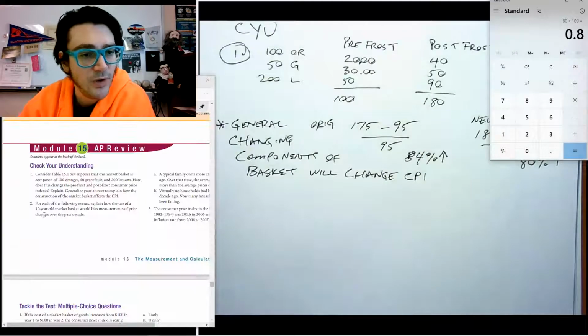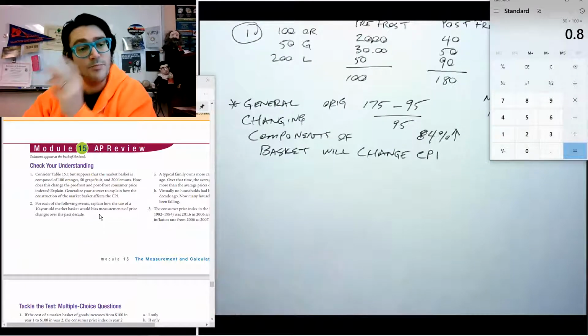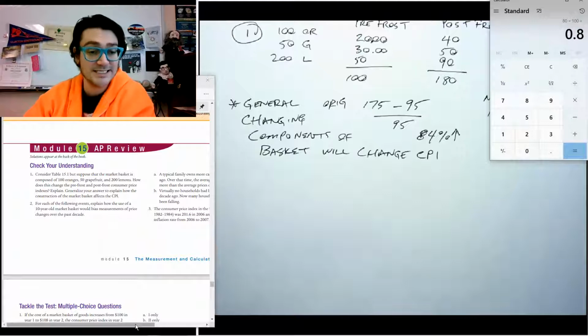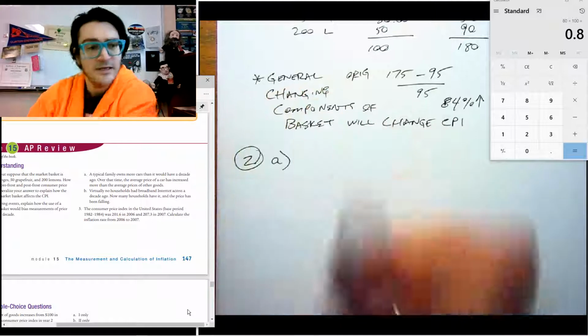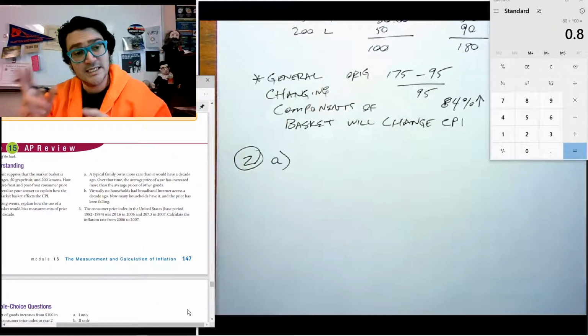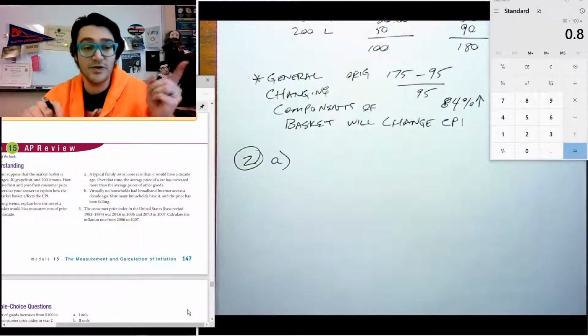Okay, now number 2: for each of the following events, explain how the use of a 10-year-old basket would bias measurements of price changes over the last 10 years. So number 2, A: a typical family owns more cars than it did a decade ago. And over that time, the price of a car has gone up more than everything else.